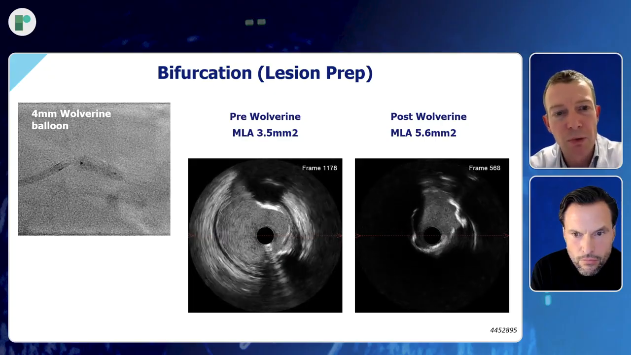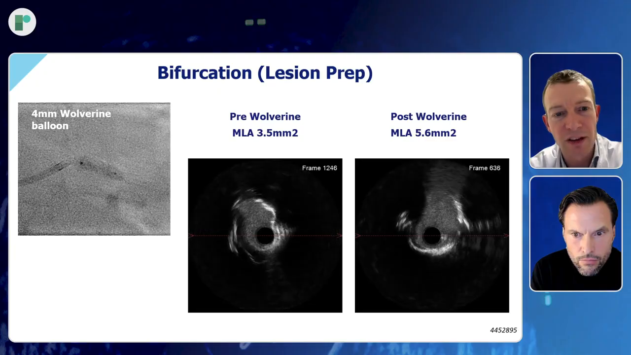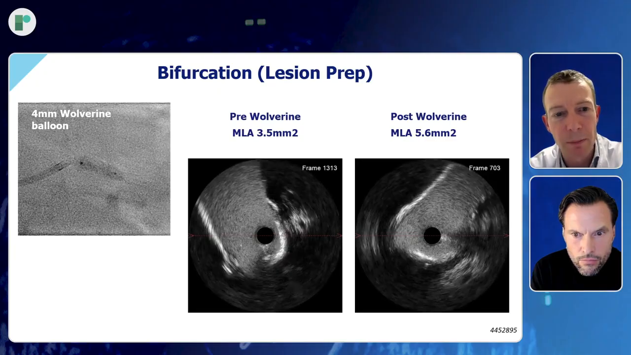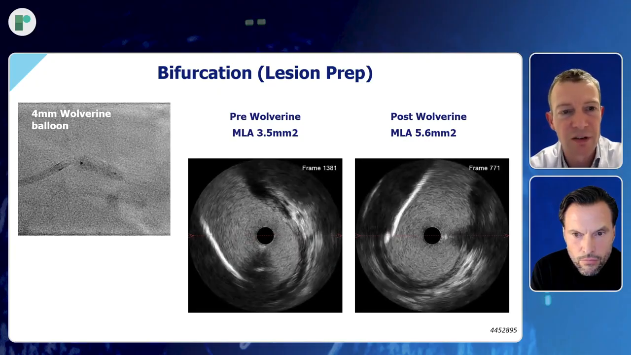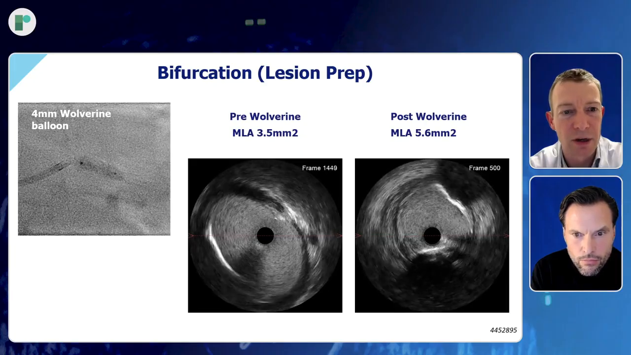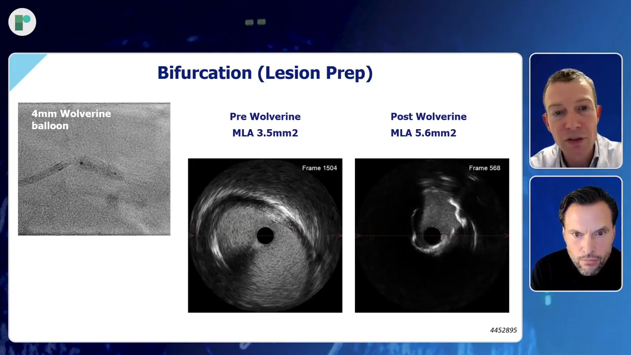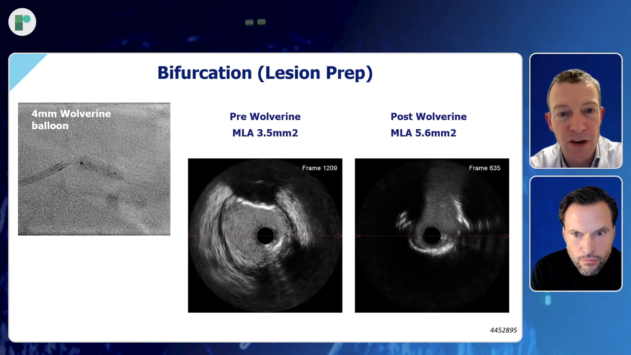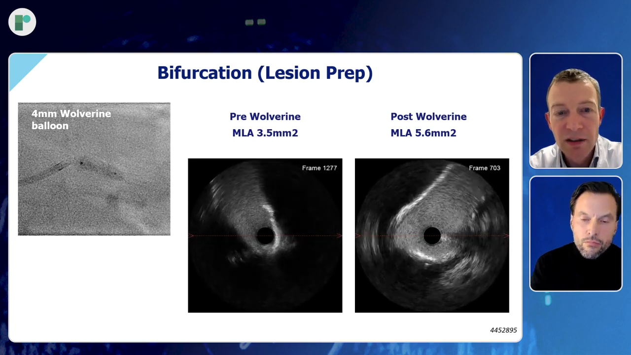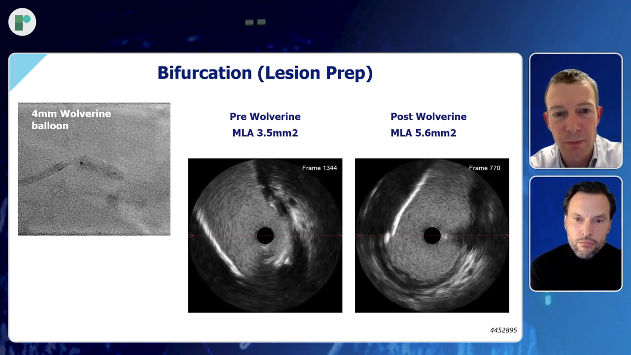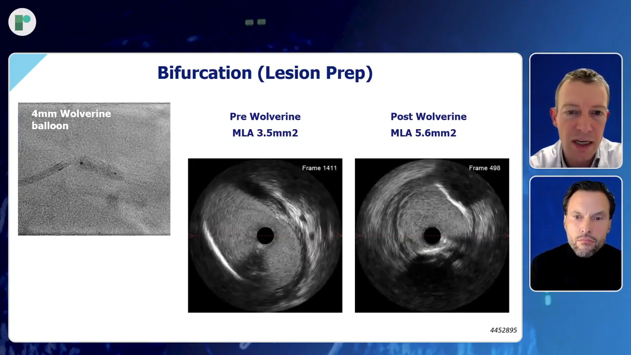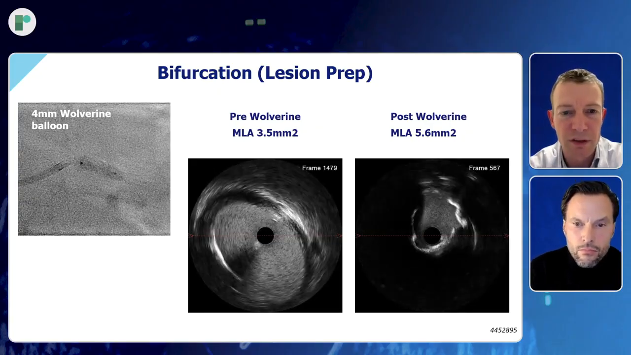But perhaps much more important is to assess whether the strategy you applied is effective. In this case, you can again see pre-deballooning, the MLA was 3.5, but after the Wolverine, the MLA increased to 5.6. And importantly, you see actually now finally signal penetration at 3 o'clock and at 9 o'clock. I'll let the loop on the right side run again.